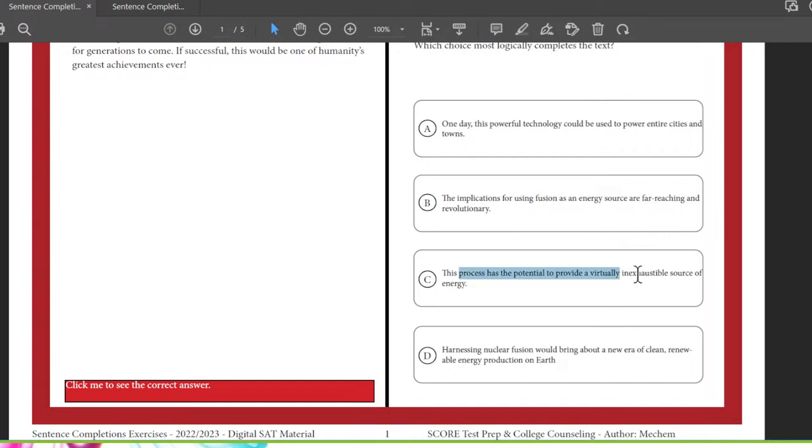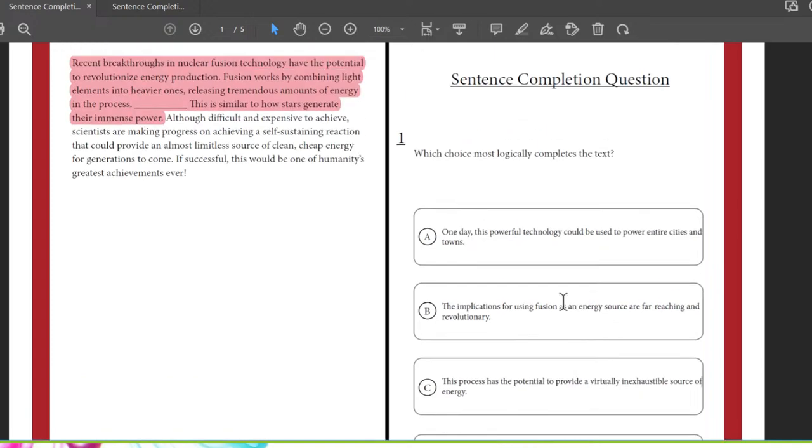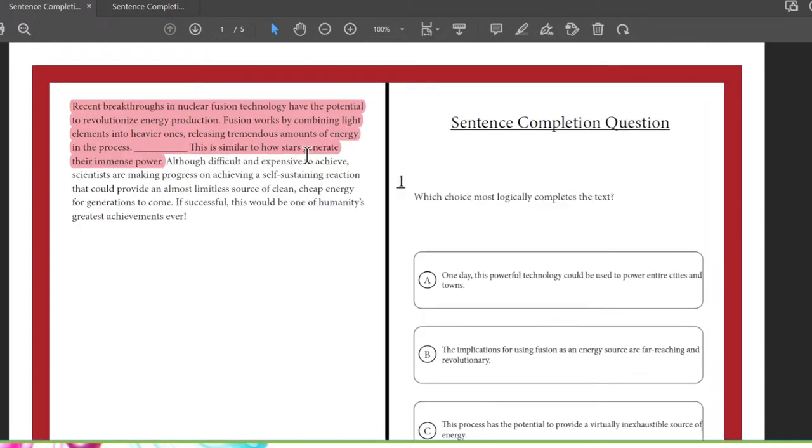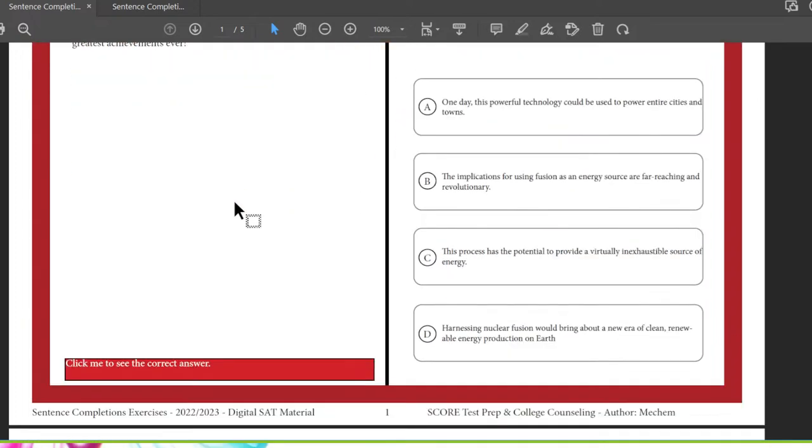One of them is focusing a little bit on that, but it's still sticking to this concept of what it is, right? A virtually inexhaustible source of energy, similar to how stars generate the power. That all makes sense to me, right? The sun's not going to burn out for millions and millions of years. So we're good for a long time, pretty much virtually inexhaustible. That fits. So I'm probably going to say C. I got it right. Good stuff.